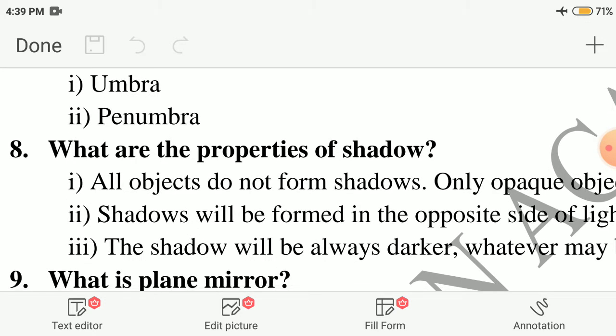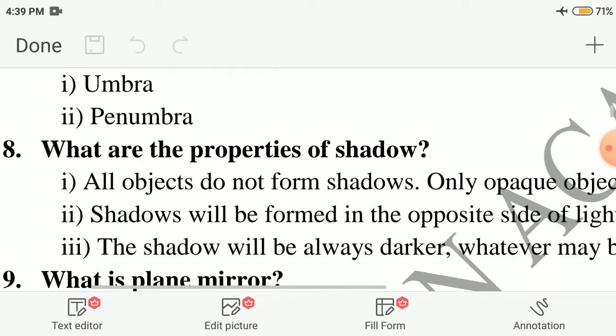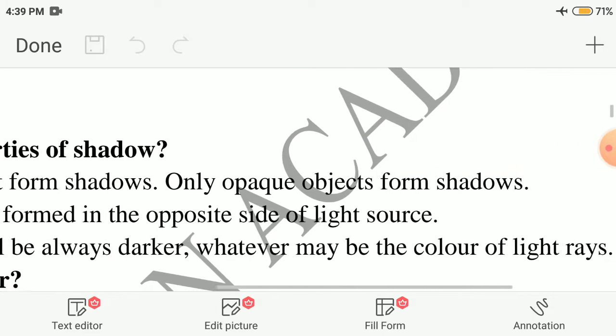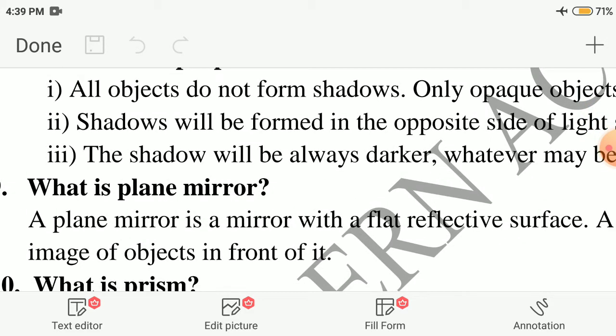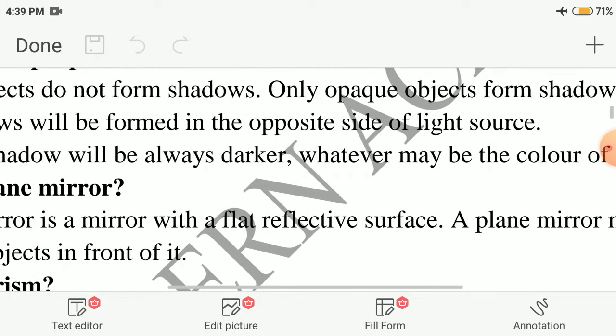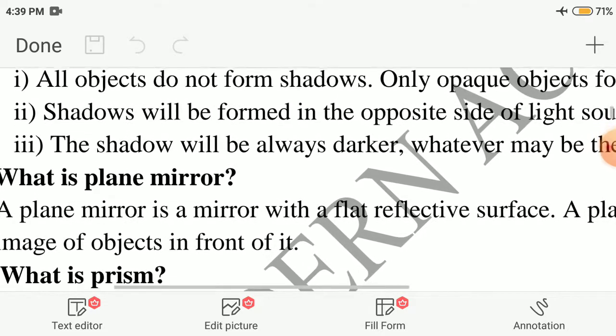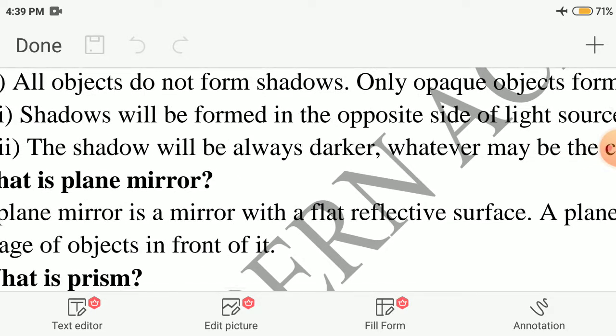Eighth question, what are the properties of shadows? First point, all objects do not form shadows, only opaque objects form shadows. Shadows will be formed on the opposite side of the light source. Which objects form a shadow? Opaque objects only form shadows. How is a shadow formed? It is formed on the opposite side of the light source.